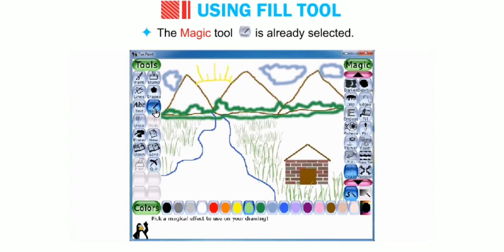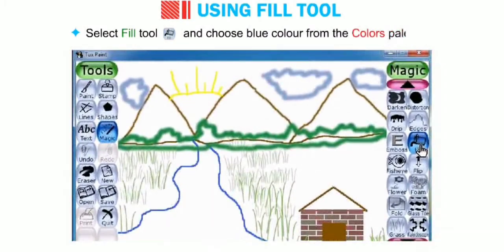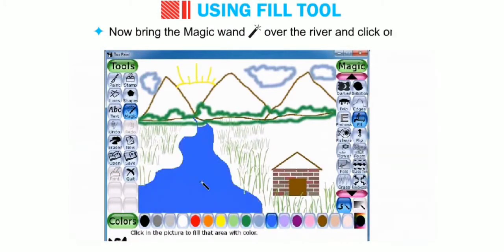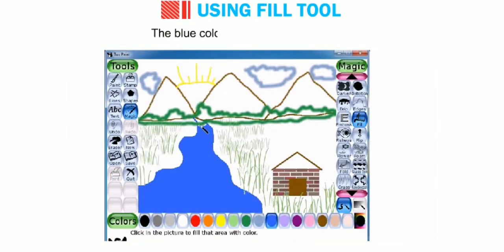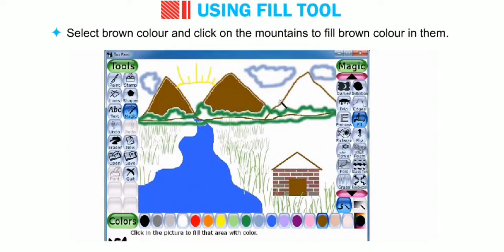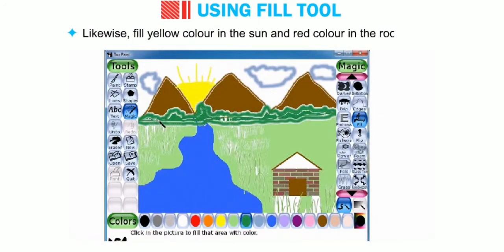Okay, let me now tell you how to use the fill tool. It is used to fill color in an object. The magic tool is already selected. Select the fill tool and choose blue color from the colors palette. Now bring the magic wand over the river and click on it. The blue color will be filled in the river. Select brown color and click on the mountains to fill brown color in them. Likewise, fill yellow color in the sun and red color in the roof of the hut.